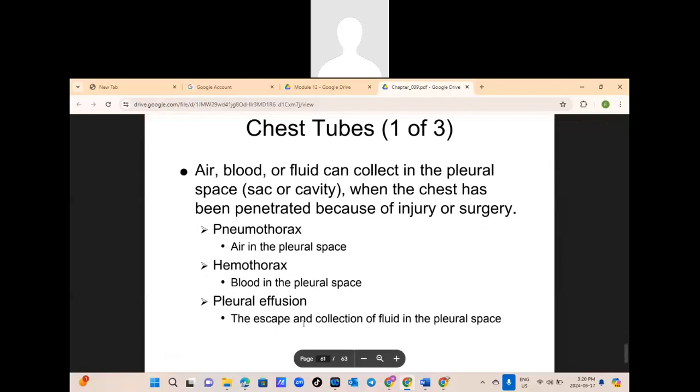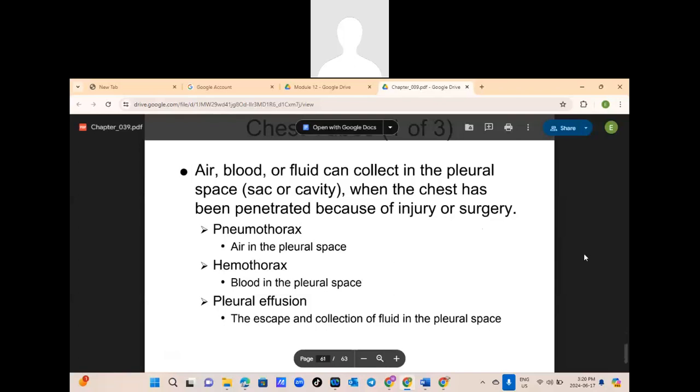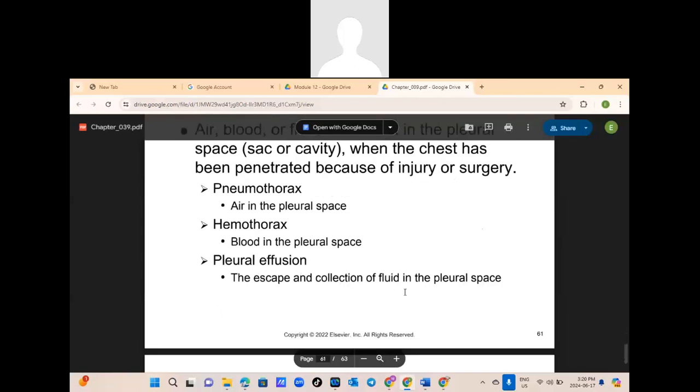I've seen a pleural effusion, where the lungs look a little bit fuzzy and cloudy. It means that it is hazy, and that there's fluid in the pleural space.